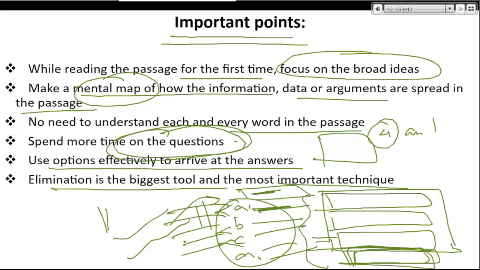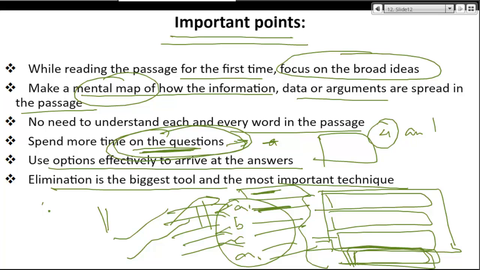The first reading has to be always on the broad issues. That's what I have said here: make a mental map, spend more time on the questions. So when you come to the question, of course you will have to be careful. If the question is inference, then you have to go to the passage and read carefully. The point is that if you read keeping the broad issues in mind, you will have more time to spend on the questions, and therefore you are more likely to get the questions correct because you're spending more time on the question.